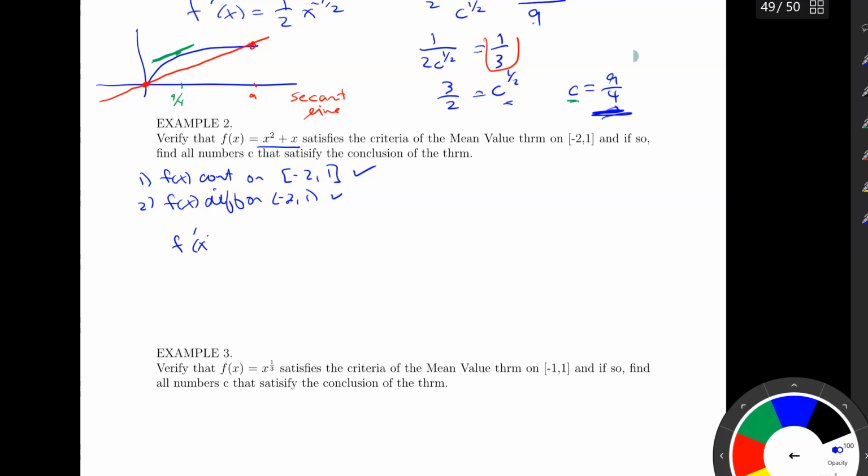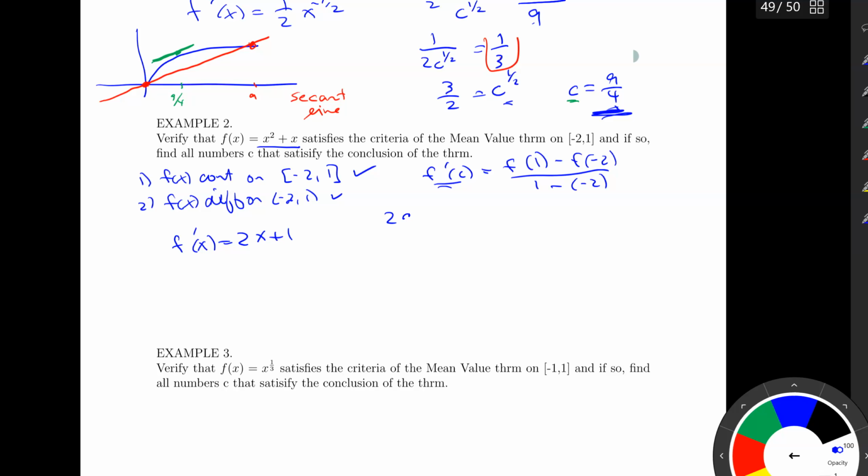So first, again, I'm going to go find the derivative. So that's 2x plus 1. And then let me just write it here. So it's f prime of c is equal to f of b minus f of a all over b minus a. So I'm just going slow, making sure I plug in the right numbers.